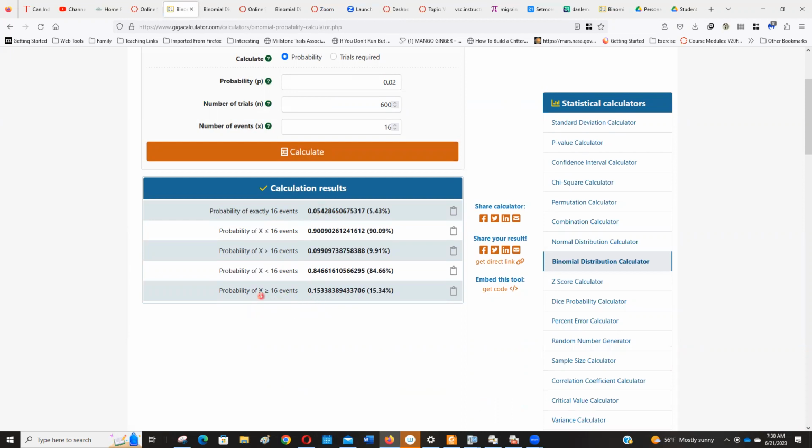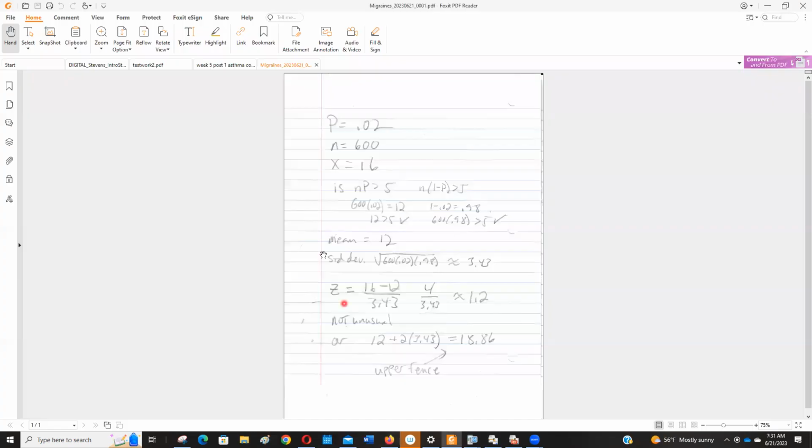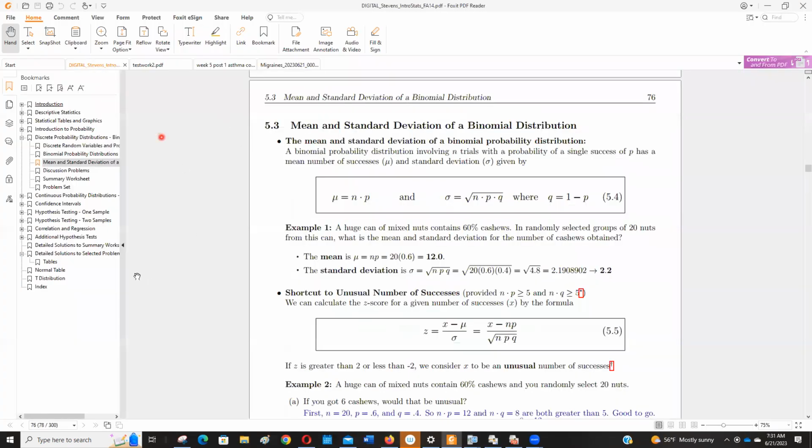I only say this because this is where we're headed once we come to chapter eight, so we might as well start thinking that way. So 16 people or more is about 16%, and that's way bigger than 5%. We learned in chapter four that, maybe I should point that out to you. Sometimes people miss that.